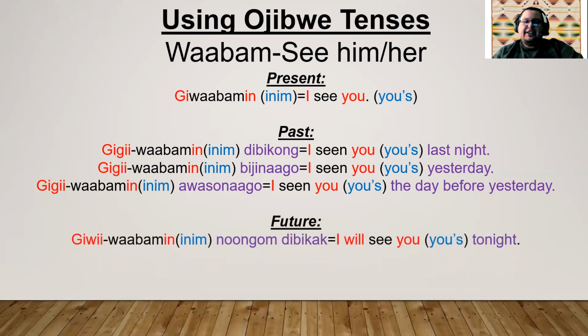Future tense, Giwiwabamin nungum dibikuk. I will see you tonight. Okay, next one is to pluralize that, make it more than one. Giwiwabamin anim nungum dibikuk. I will see yous tonight.